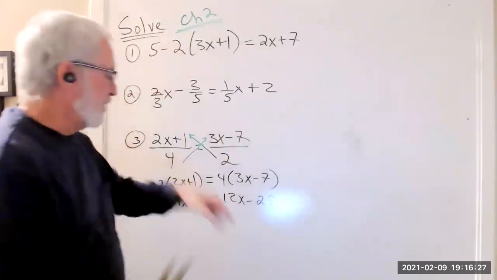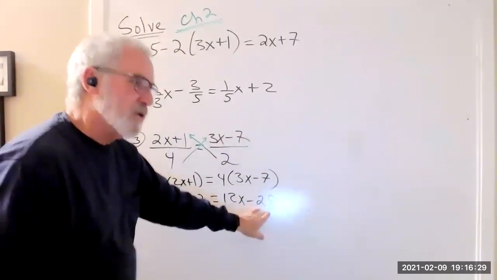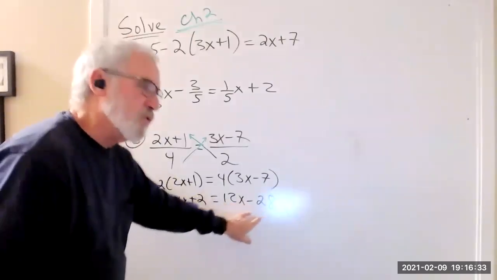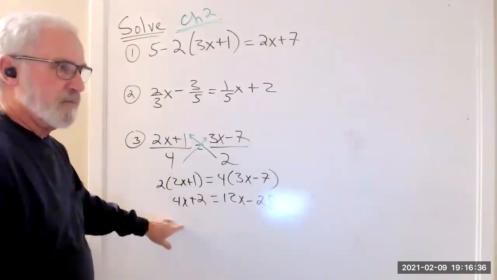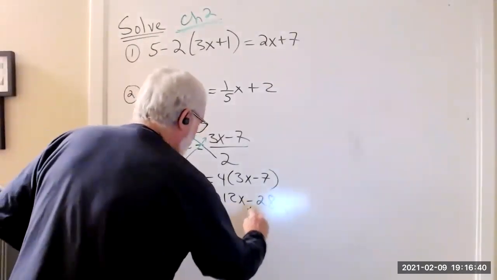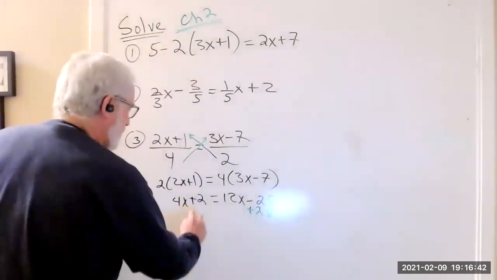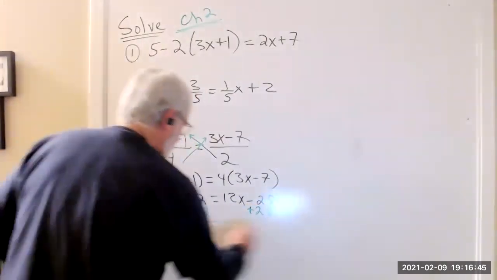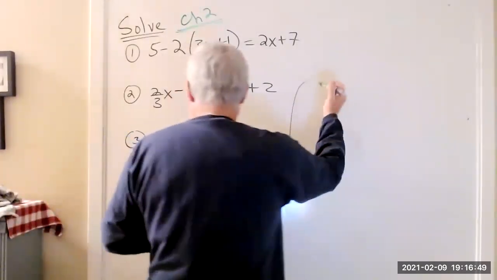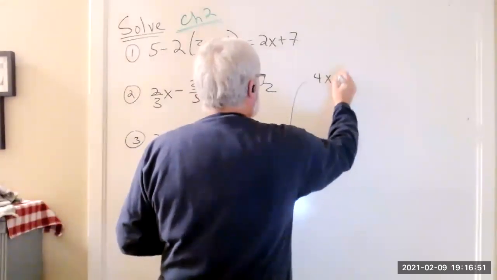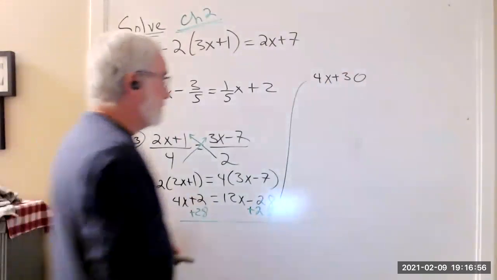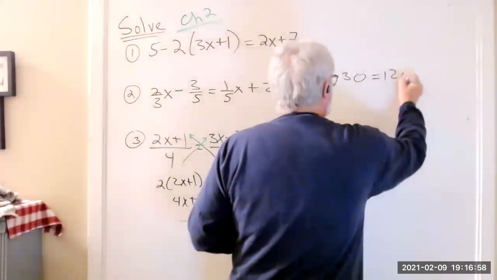Or conversely, if you wanted to move this 28 to the other side, it's a minus 28. So you move it, it becomes a plus 28. Or the actual math says we're going to add 28 to this side, add 28 to this side. That gives us, I'll move up here, 4x plus 30, because we added 28, equals 12x.